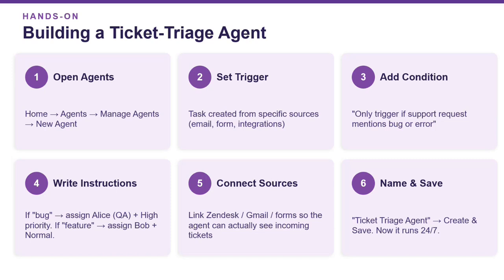Step 5. Connect your external sources, Zendesk, Gmail, forms, whatever you use, so the agent can actually see the incoming tickets. Step 6. Give it a name like ticket triage agent and hit create and save. From that moment it runs in the background 24/7. Take a moment right now and think of one repetitive task on your team that an agent could handle.